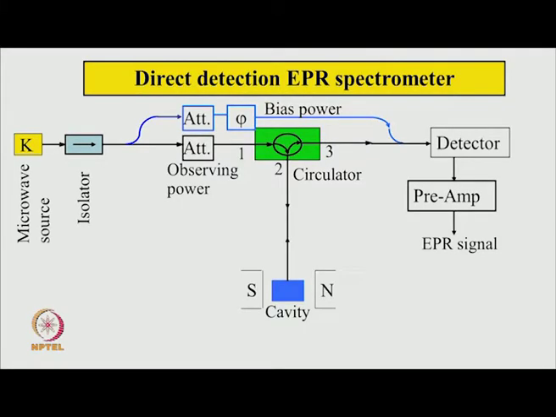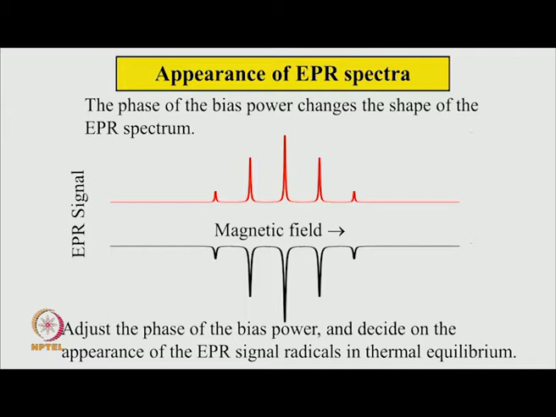So, this is what we have got so far, which is called the direct detection EPR spectrometer. The detector signal that is generated by the detector is passed through a broadband preamplifier and we can get the EPR signal. To get the signal, I scan the magnetic field and record this output as a function of the magnetic field. So, the spectra will look like this. Let us say some hypothetical radical gives a 5 line pattern like this.